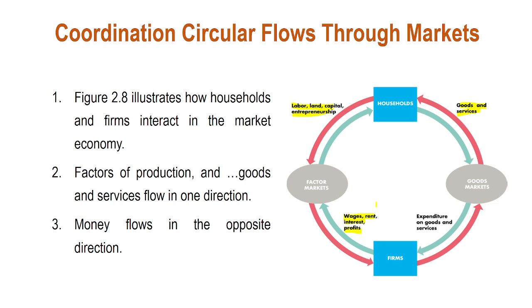The second condition is when the flow takes place from firms to households, when firms pay wages and rents to households for their labor and resources.